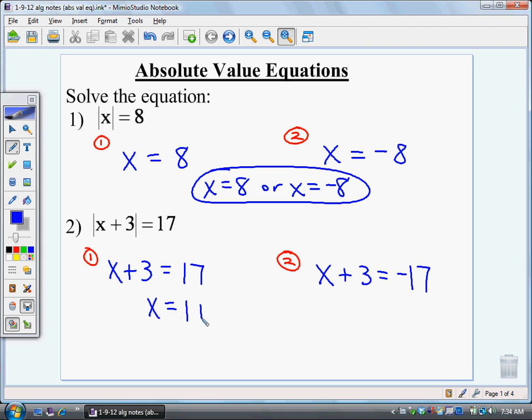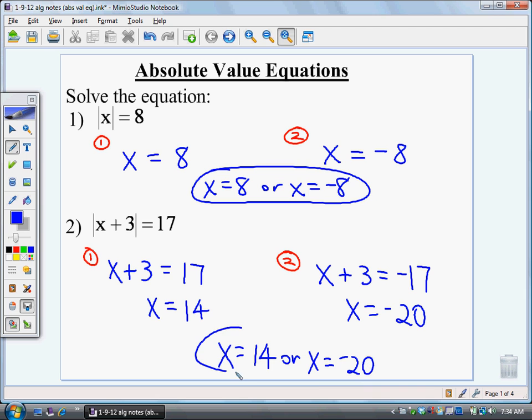On the first one, x is equal to 14. But on the second one, x is equal to negative 20. And so the answer is x equals 14 or x equals negative 20. And you could check that by making sure that it works. Put 14 in. 14 plus 3 is equal to 17, and the absolute value of 17 is 17. If you put negative 20 in, negative 20 plus 3 is equal to negative 17, and the absolute value of negative 17 is also 17. So there are two answers.